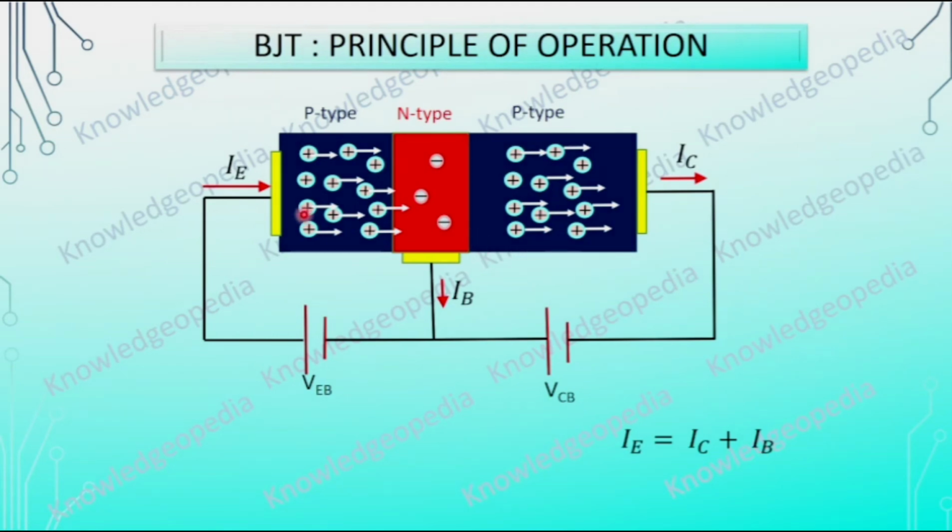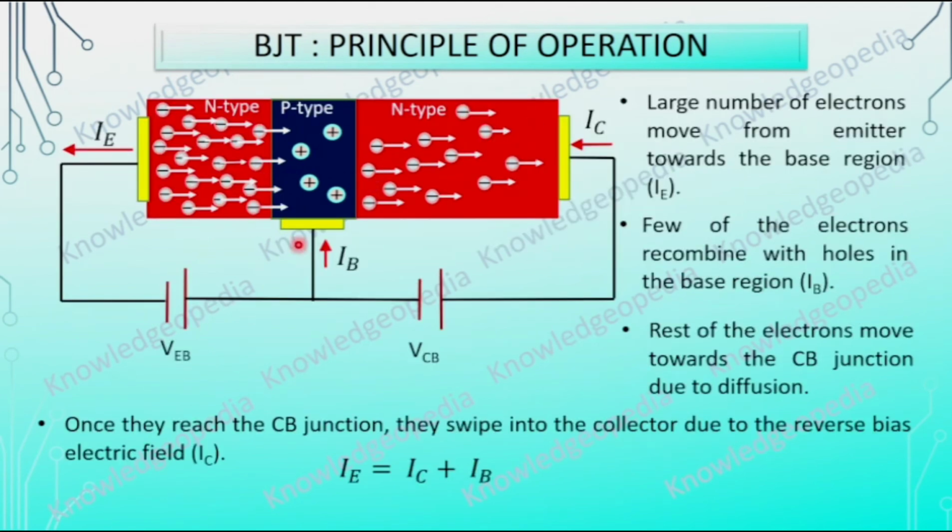Thus, we have seen that in the case of a PNP transistor, the current is flowing into the device at the emitter, that is, it is going from emitter towards base, right? This is for the PNP type. What about the NPN type? This was the case for NPN. Here the current is flowing out of the device at the emitter end. So that is from base to emitter.